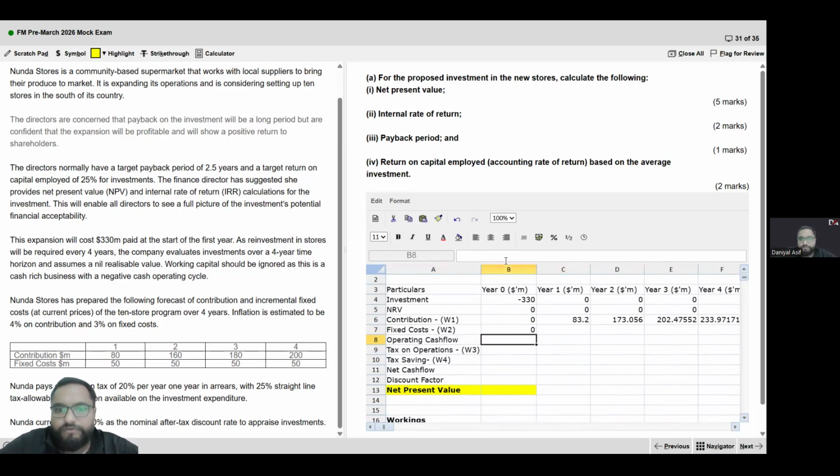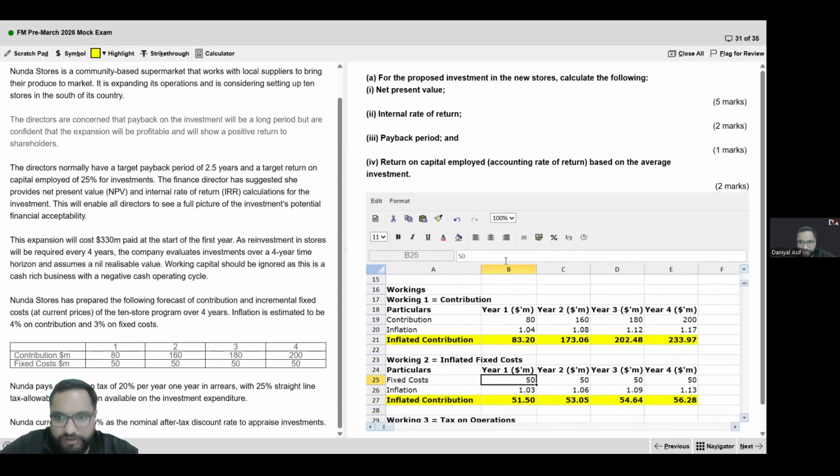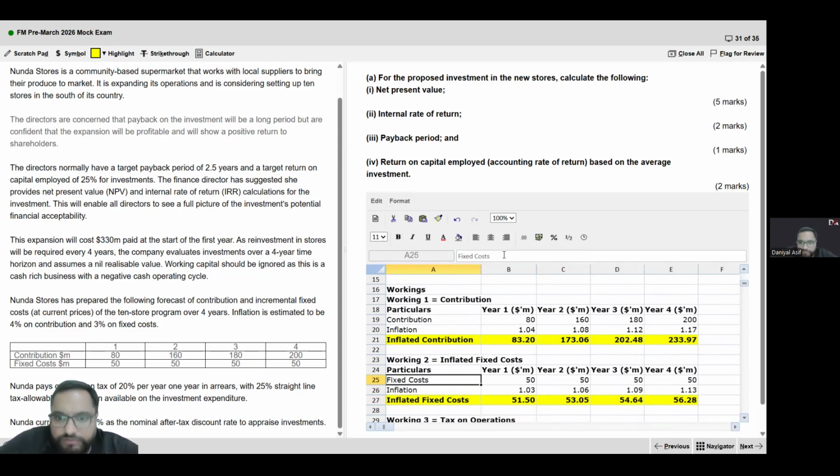Now, the same is going to be for the fixed cost, because the fixed costs given to us were at current prices. CFO has prepared the forecast of contribution at current prices. Now we need the inflated fixed costs. So what is our fixed cost? 50, 50, 50, 50 for year one to year four.